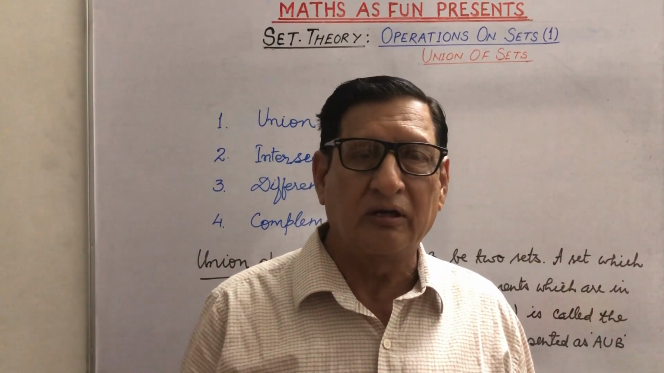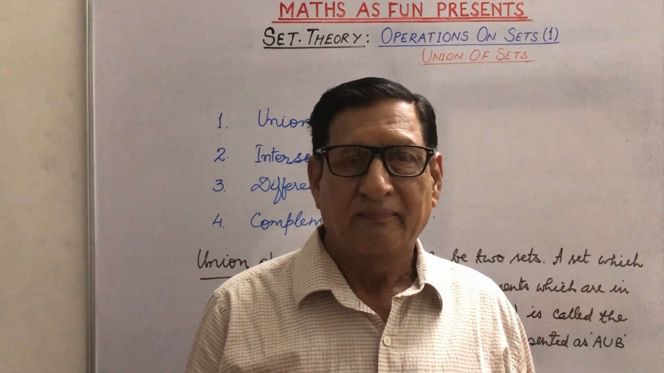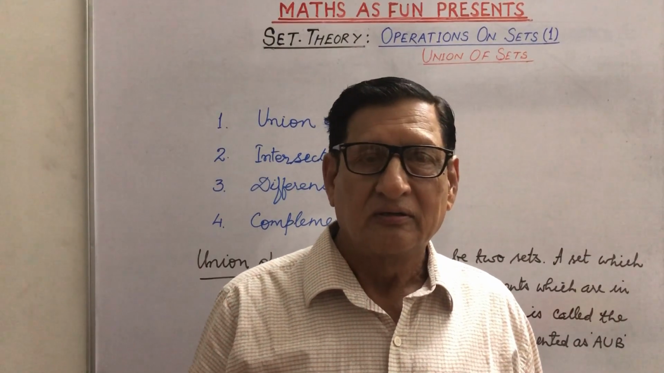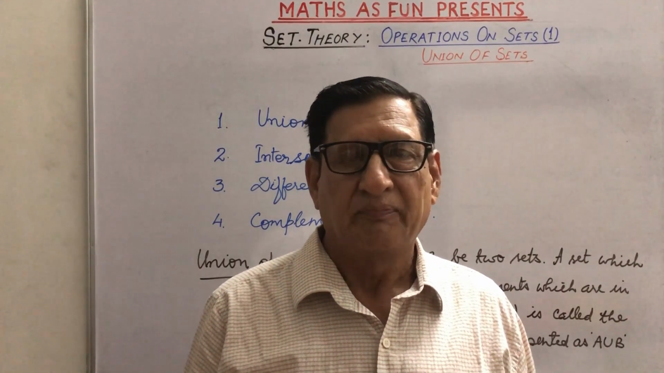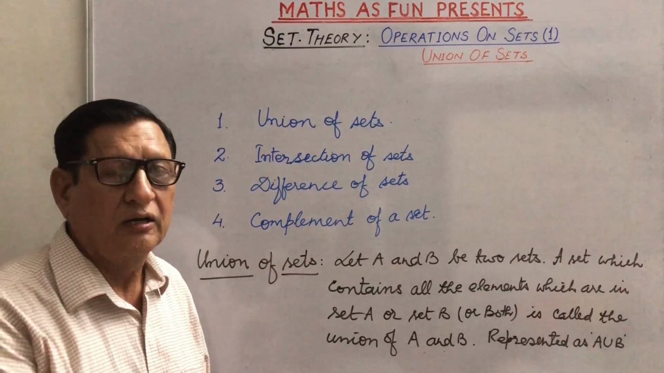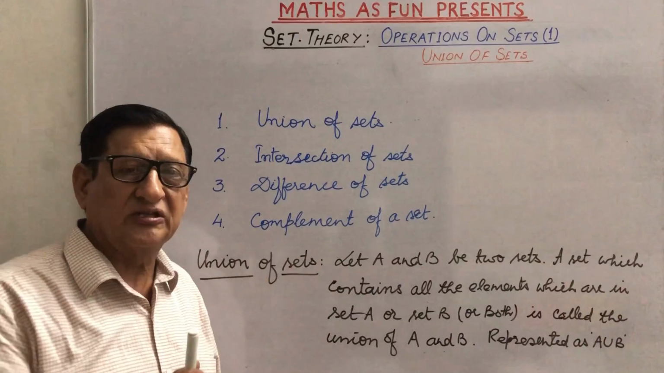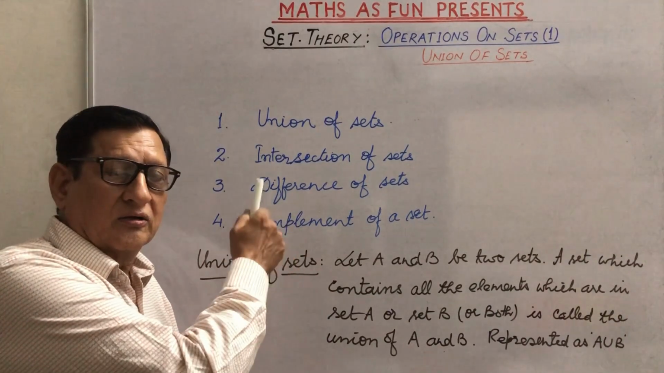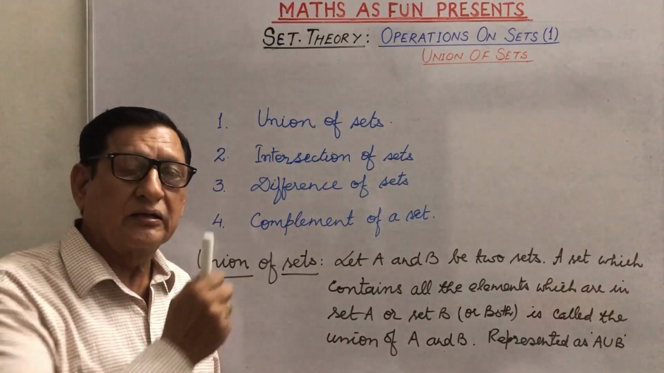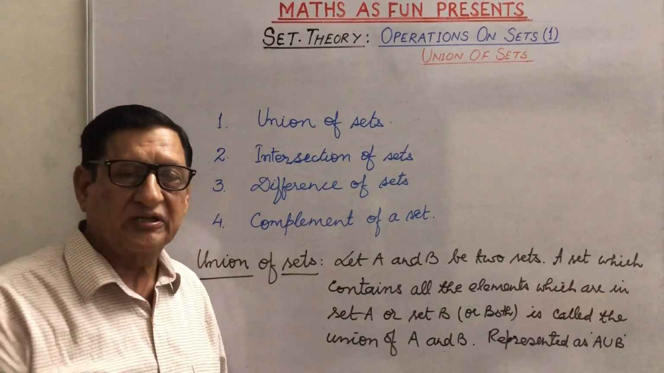We are learning about the sets. Now we have to start with the operations on sets. And the operations on sets are number 1 union of sets, number 2 intersection of sets, number 3 difference of sets, and then complement of a set.